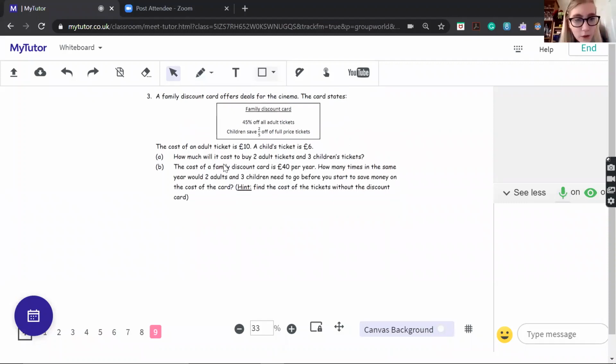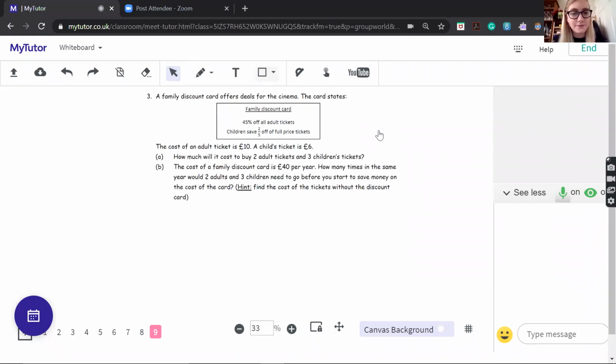So part B, the cost of a family discount card is £40 per year. How many times in the same year would 2 adults and 3 children need to go before they start to save money on the cost of the card? So I think this is a really difficult question. This is probably a level 7+ question. If you're doing foundation, don't worry if you switch off here, but try, because hopefully I can explain it in an accessible way.